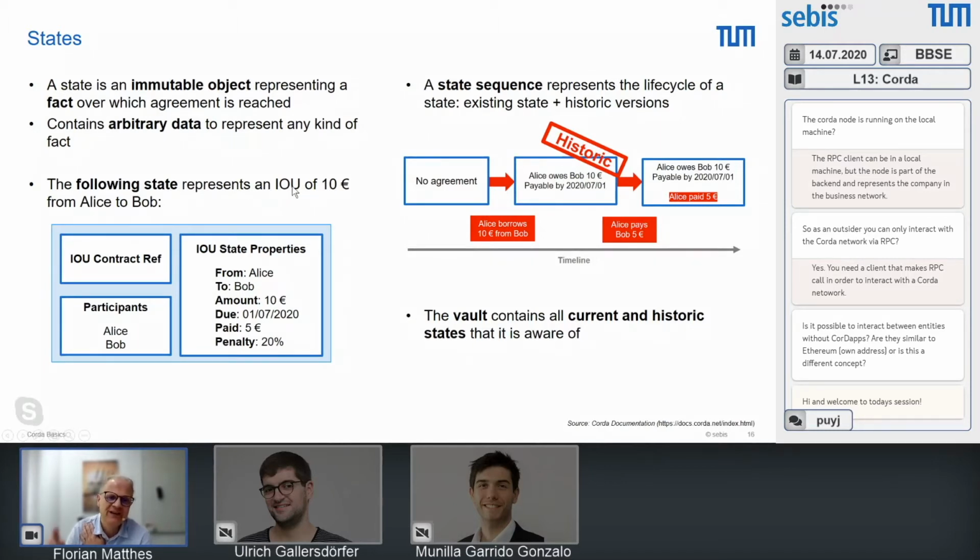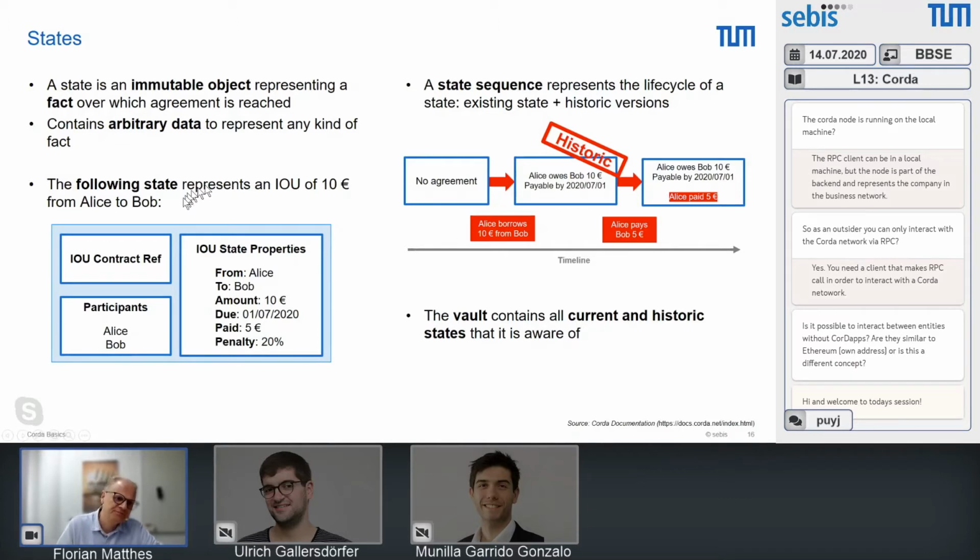IOU in English means I owe you some money, for example, so I'm obliged to return it later on to you. This is a typical example you find in financial transactions, that you give somebody else a piece of paper and say, I owe you 10 euro, and you can come back later to me.